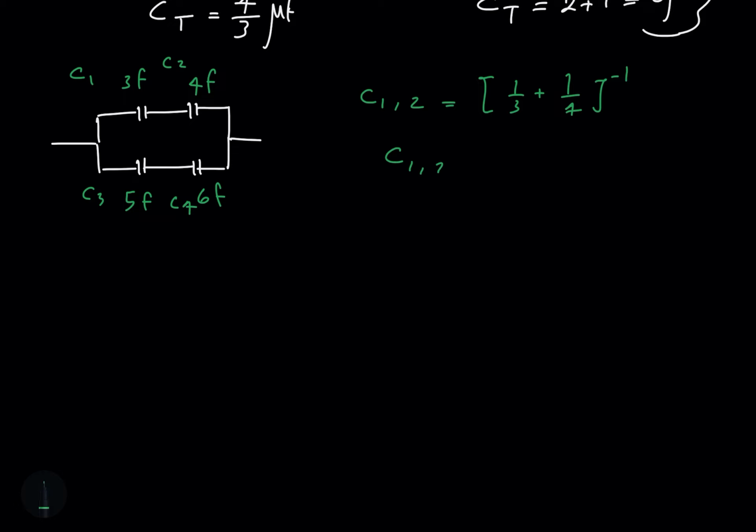So the equivalent capacitance for the first 2 is actually going to be 12 over 7, which in decimal format is simply going to be 1.7 farads.